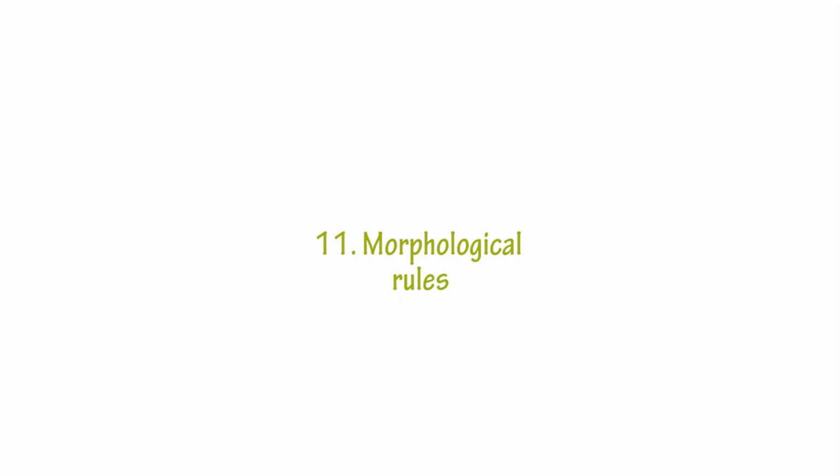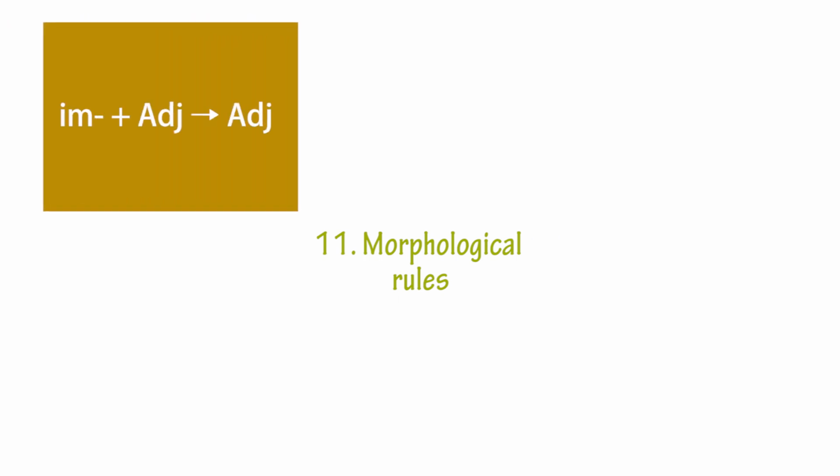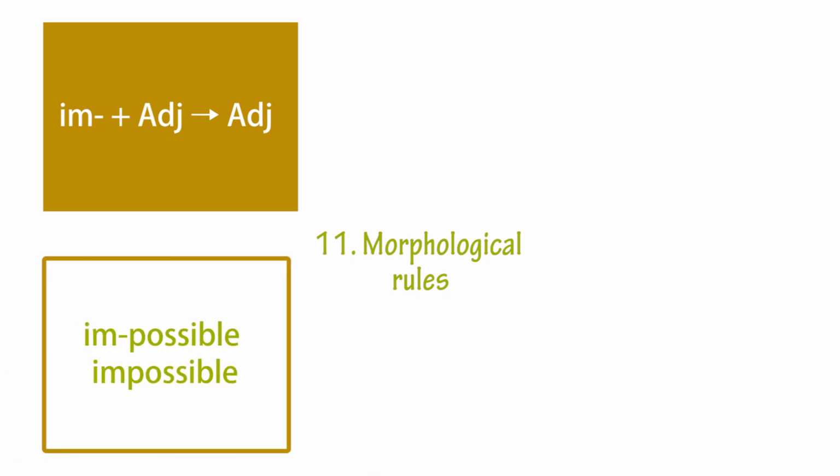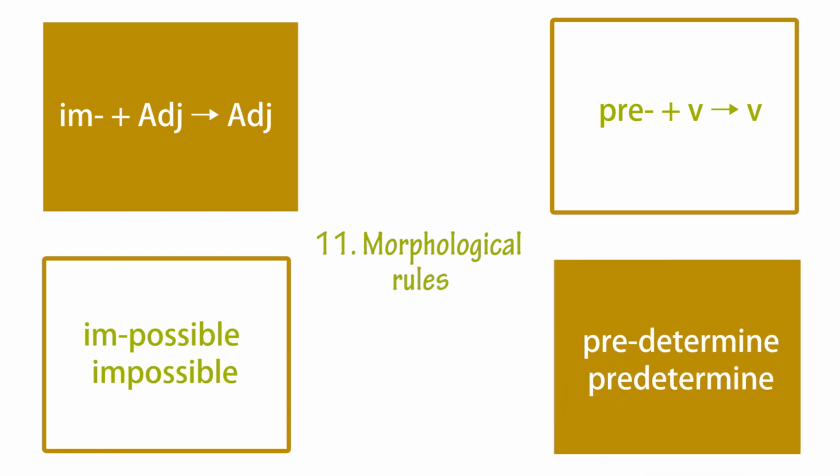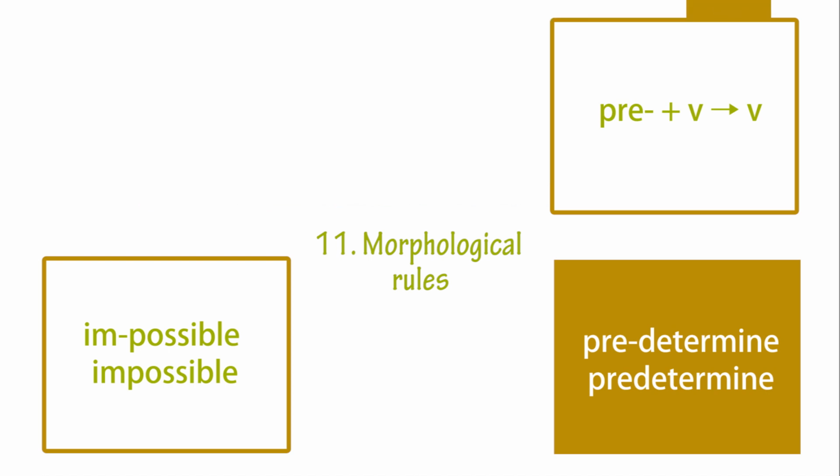So for example, the prefix im goes with an adjective and gives you another adjective. Example, impossible. Or pre goes with a verb and gives you a verb. For example, predetermined. So pre doesn't have a category, but what it attaches to does, which is determine here, and then it gives you predetermined.